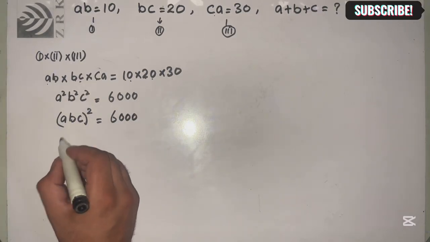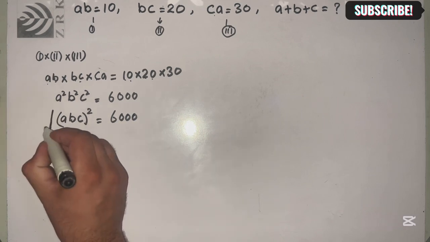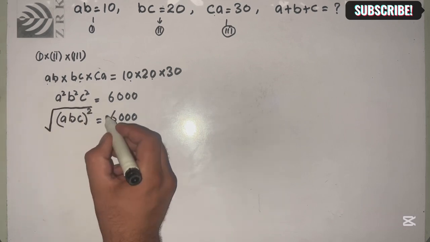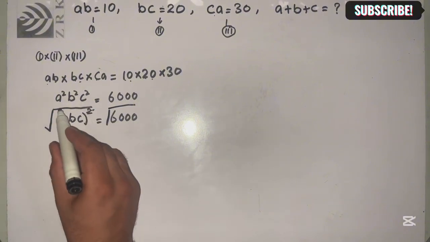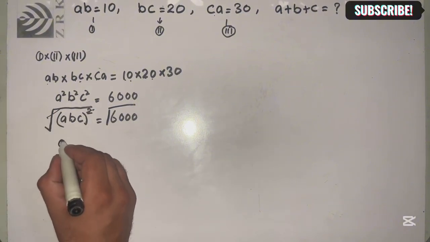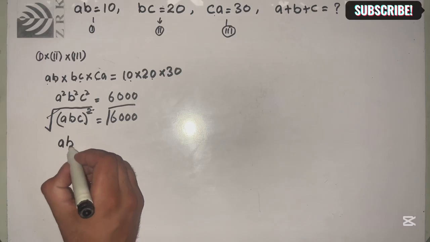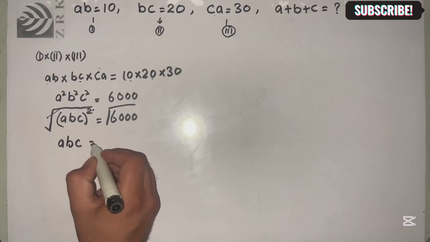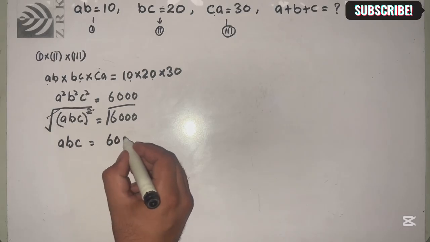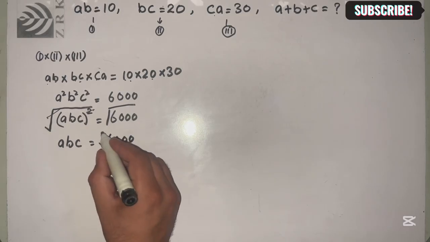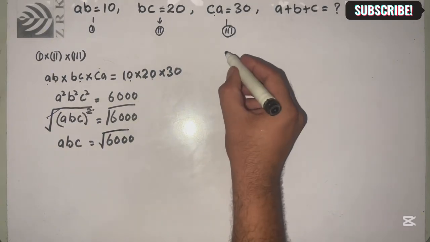We have to take the square root on both sides, so we take the square root here as well as on the right hand side. The 2 and the square root cancel with each other, and we will have on the left hand side ABC, which is equal to the square root of 6,000, and the square root of 6,000 can be found through prime factorization.